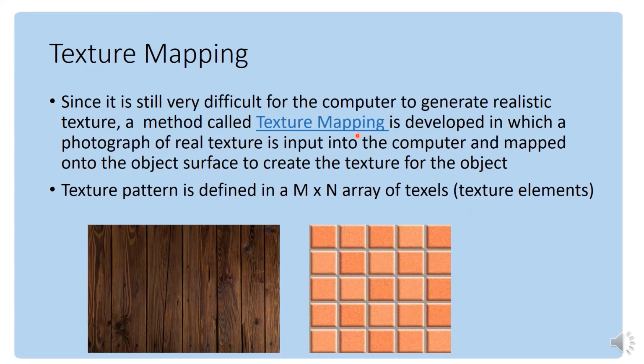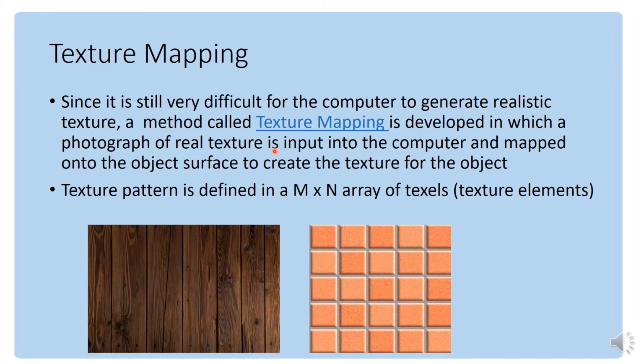Basically, the texture can come from a real photograph, a photograph of the real texture from real life, and then we can input this photograph into a computer. Once we input this real texture into the computer, inside the computer it will map onto the object that we want to be wrapped with this texture.